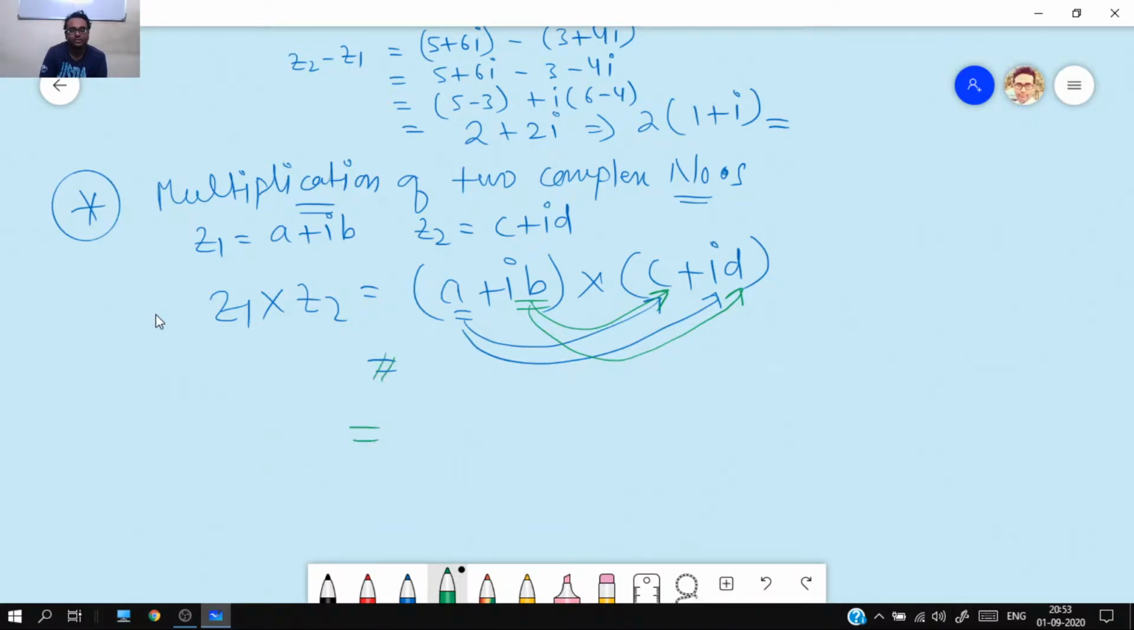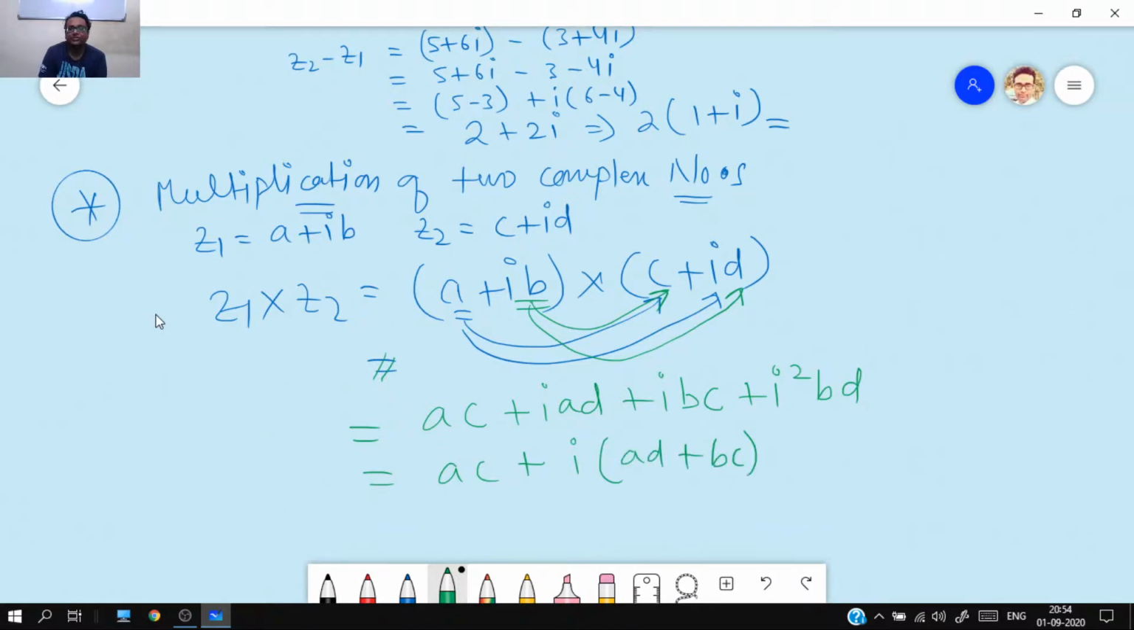Let me write it down a little bit lower. So ac plus iad plus ibc plus i square bd. ac plus i, taking i common, ad plus bc.